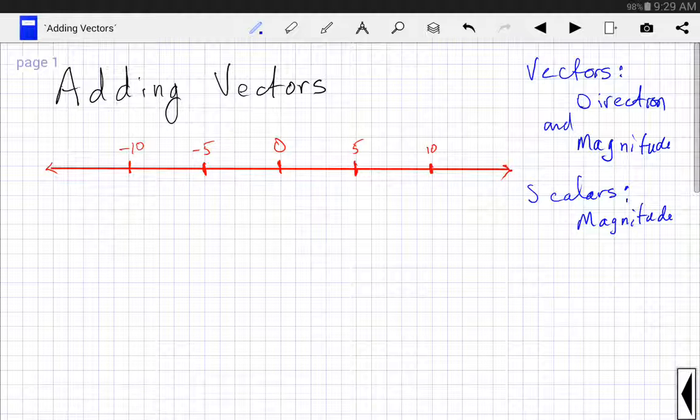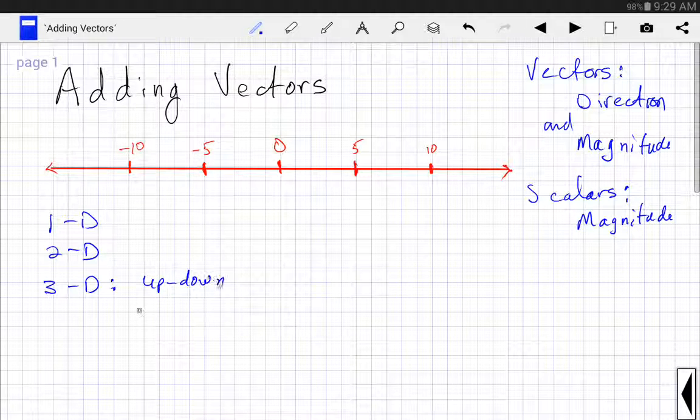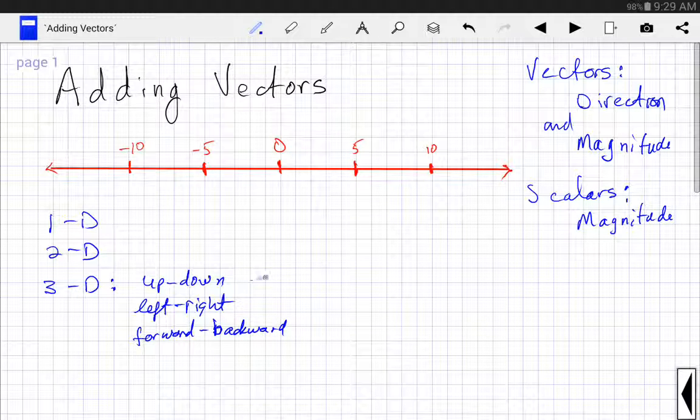Now with vectors, we could have a one-dimensional vector, or a two-dimensional vector, or a three-dimensional vector. We live in 3 dimensions of space. 3 dimensions is going to mean you have 3 mutually perpendicular directions, such as up, down, left, right, and forward, backward. So these would be 3 dimensions. This would be the first, the second, and the third.